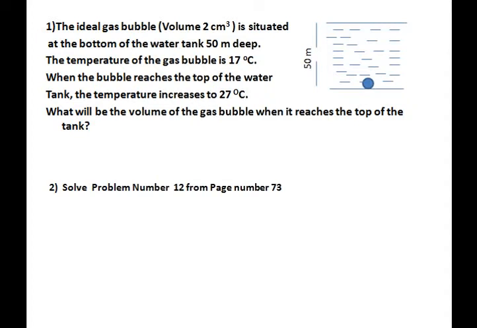Here the hint which you can consider is PV upon T is equal to constant. Also try to solve the numerical number 12 from page number 73.